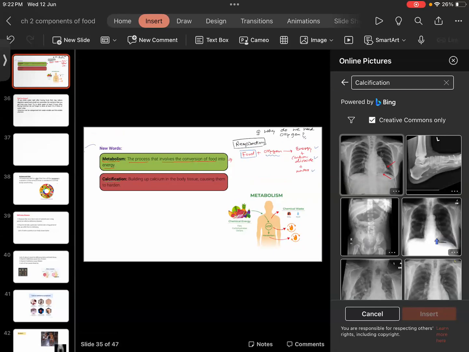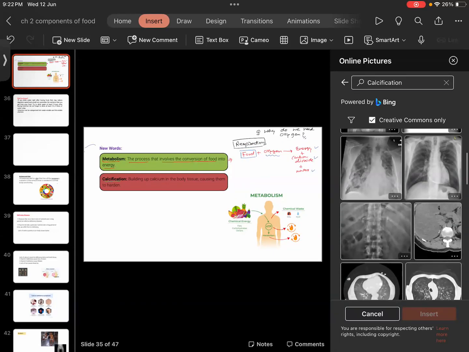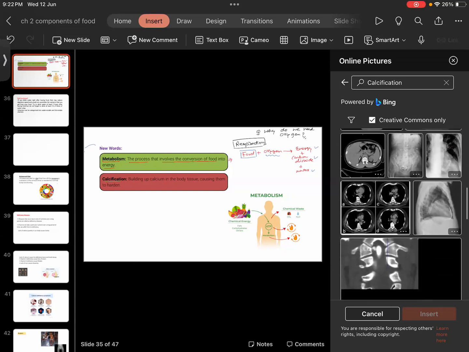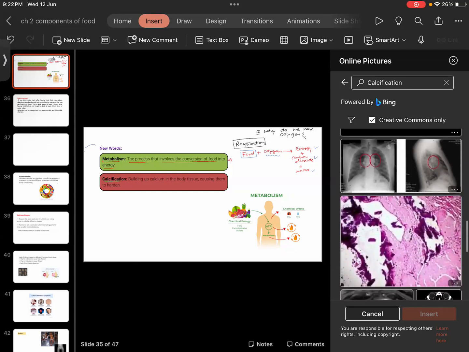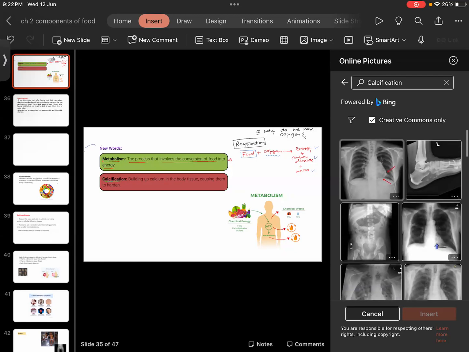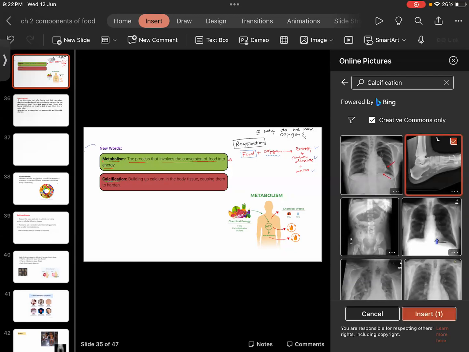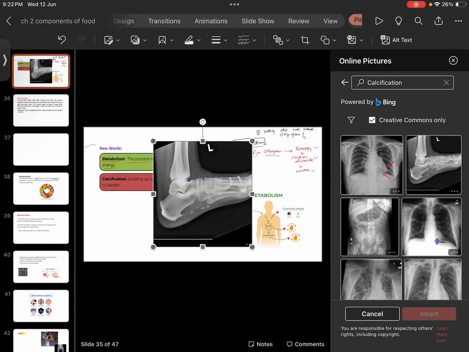Look at these images, for example. In all these x-rays that you can see over here, there are calcium deposits at various parts of the body. What is happening over here? Look over here. It's like an X-ray. Yeah, that is an x-ray.